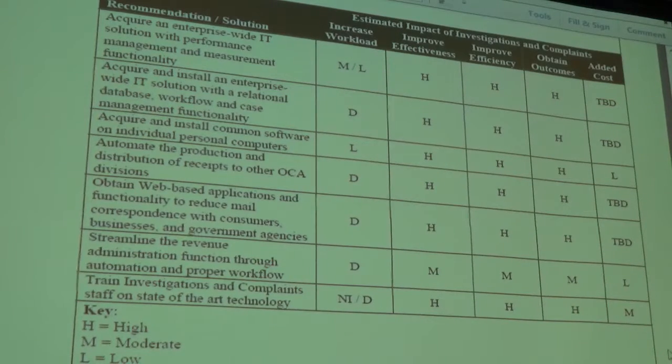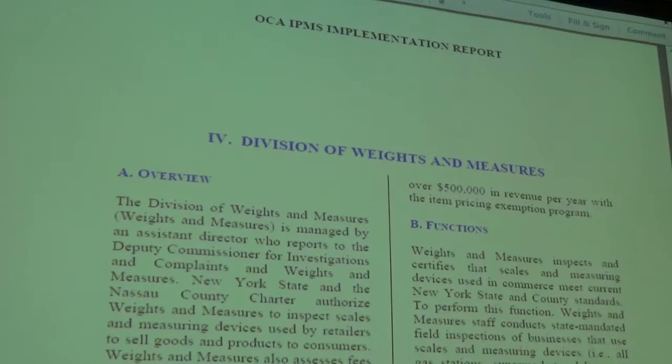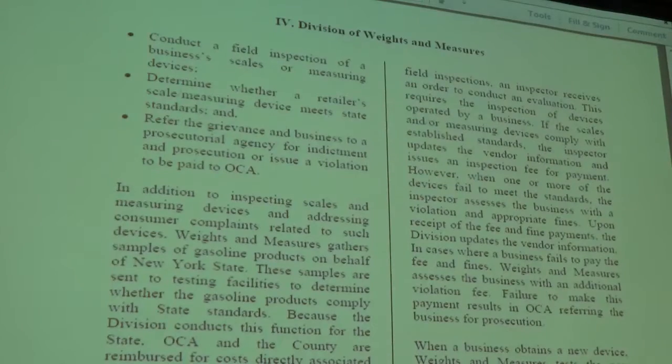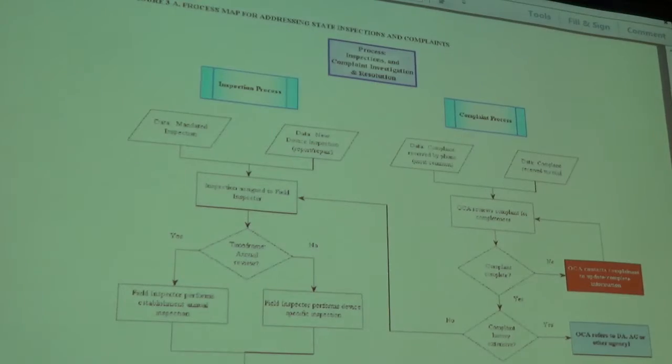And we also added a component as to what the financial cost would be to the organization. In this case, this division. We did the same thing for the division of weights and measures. We looked at the functions. We looked first at the overview of the division. What is it supposed to accomplish? Who is being managed? What are the functions? We did a process map for it.